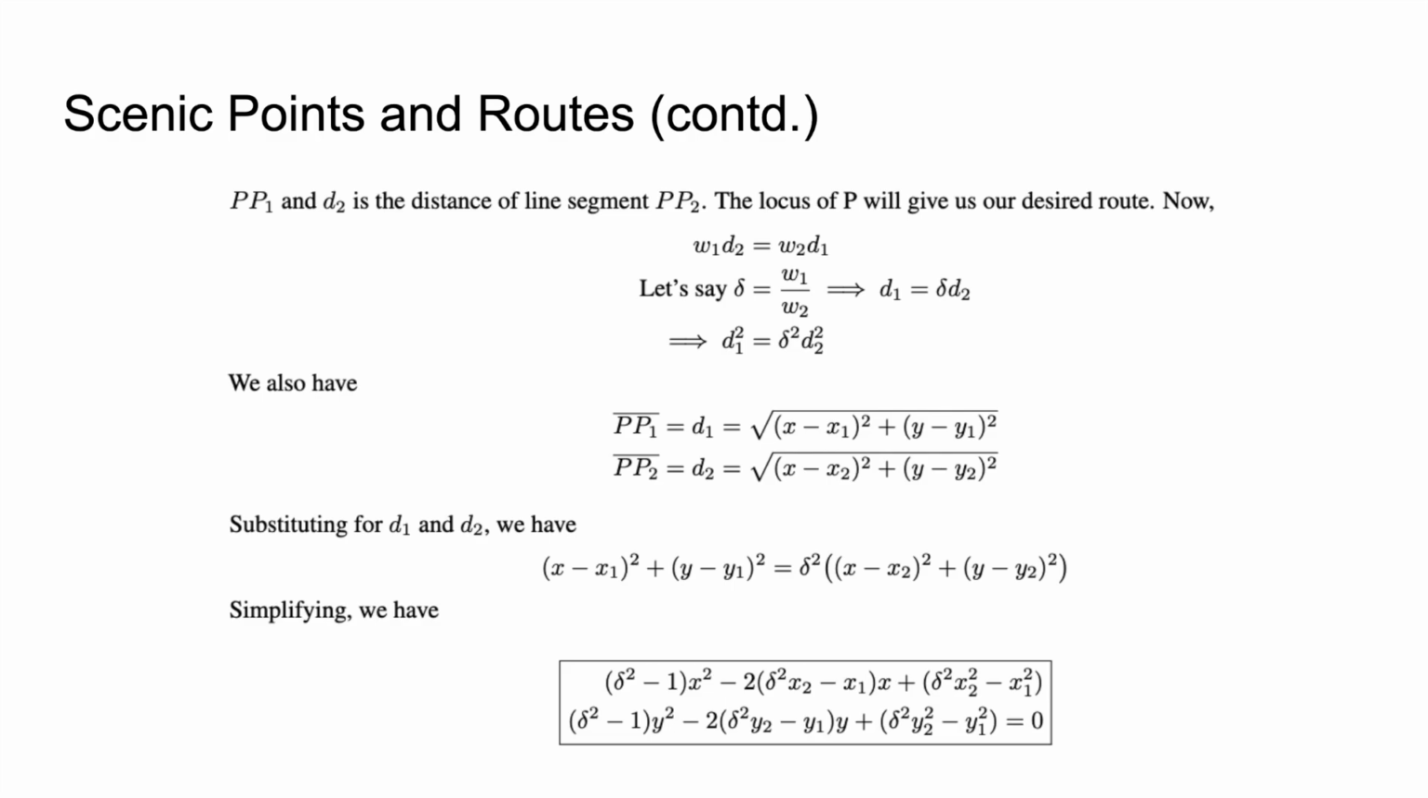Clearly, the given formula indicates that the locus of the scenic points is a circle when delta is not equal to 1, and when delta is equal to 1, that is, when the weights are equal, it is the perpendicular bisector of the line segment P1P2.